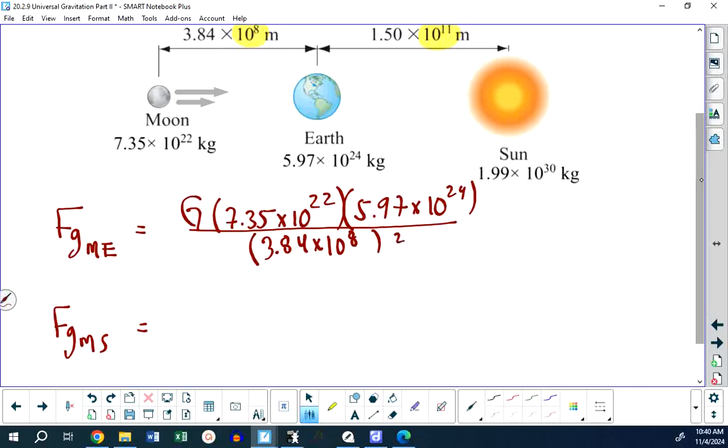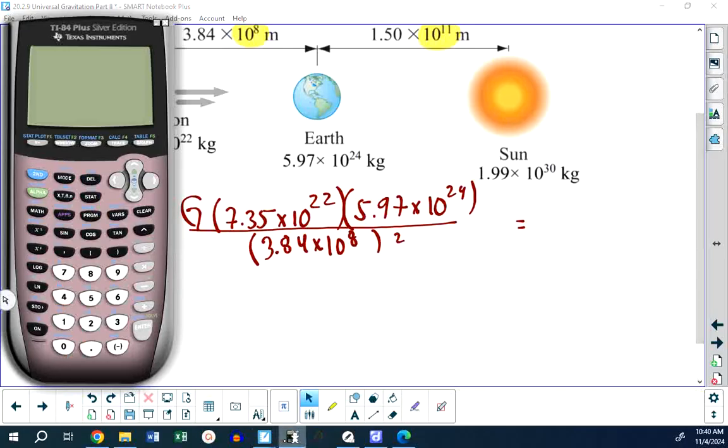Can you look back? Was this the mass of the moon given in that question we did on the previous page? I thought it was different. It was 7.36. Oh, okay, so slightly different. Okay. And we can calculate that. Well, we might as well calculate it. We've written all this work down.